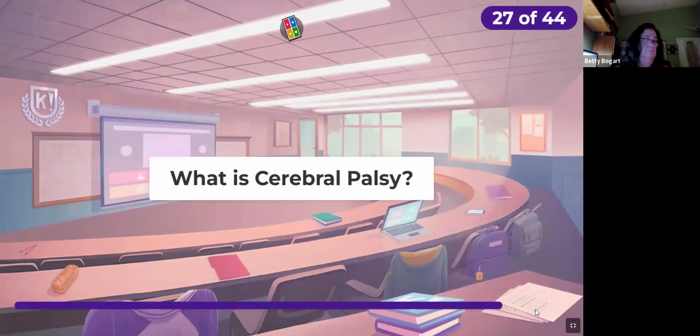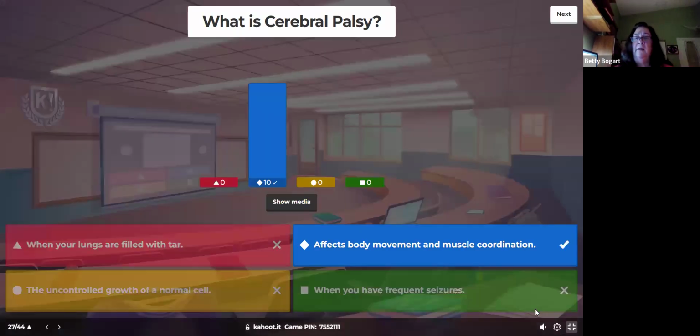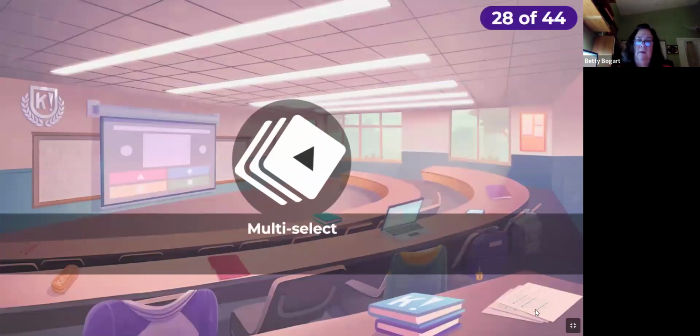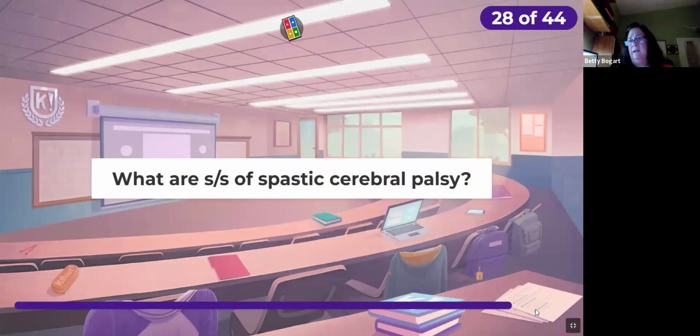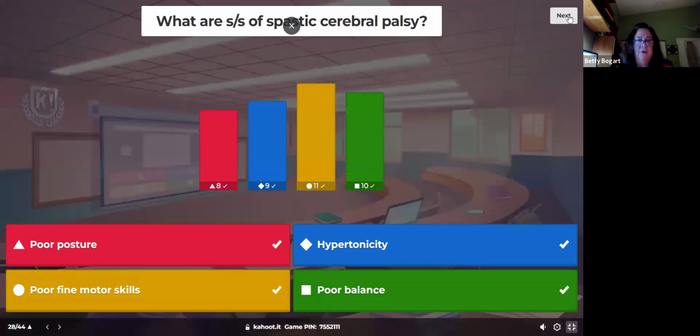What is cerebral palsy? Cerebral palsy is when you have no control in your muscles, the body movement, and the coordination. Multi. What are the signs and symptoms of spastic cerebral palsy? So, poor posture, hypertonicity, poor fine motor skills, poor balance, poor everything. They're going to be really delayed, and you're going to see that spasticity on them.